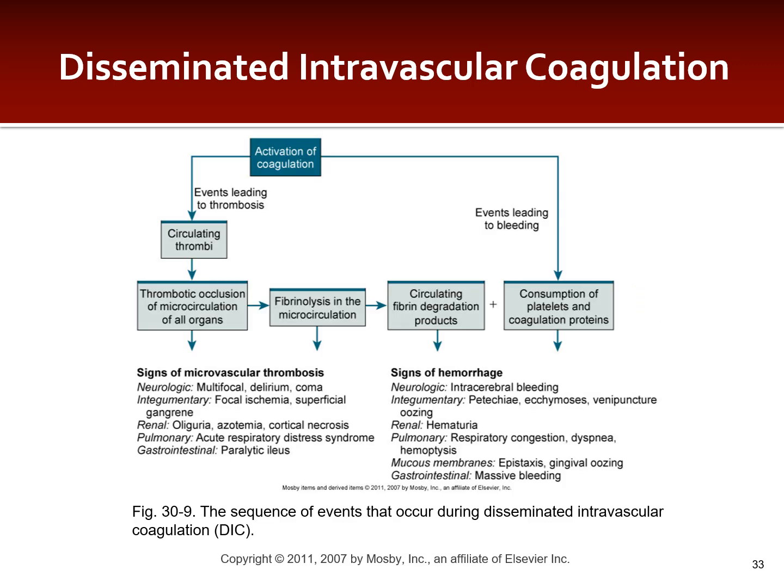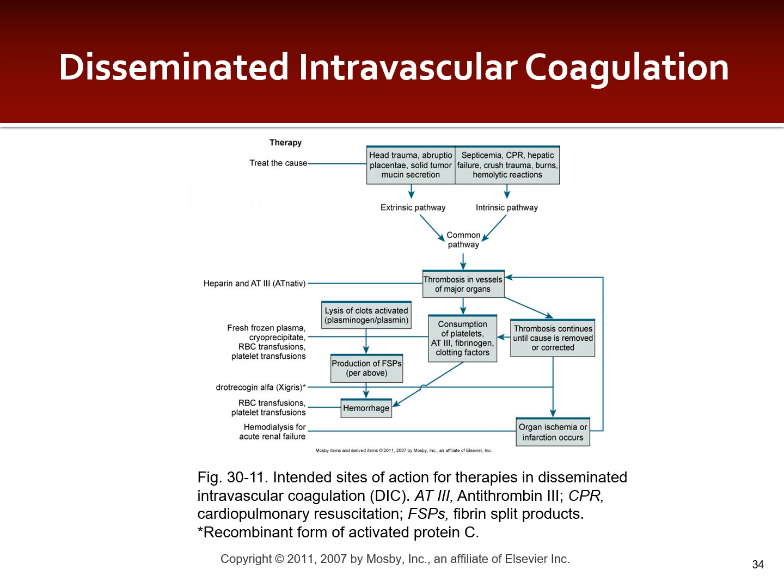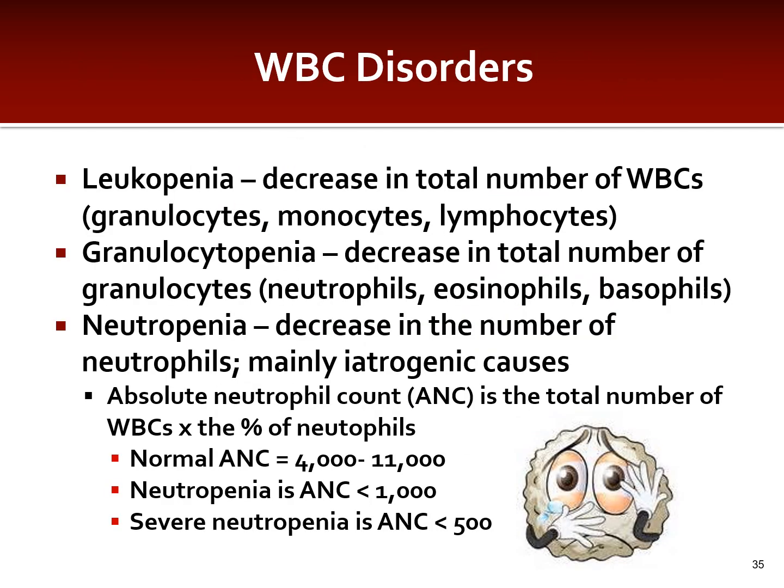And this basically is like an algorithm here. You can look at that for DIC. So with DIC, you need to monitor these clients for bleeding. The heparin may have to be stopped. Okay, so those were some platelet dysfunction and RBC disorders, and now we're going to look at some WBC disorders.